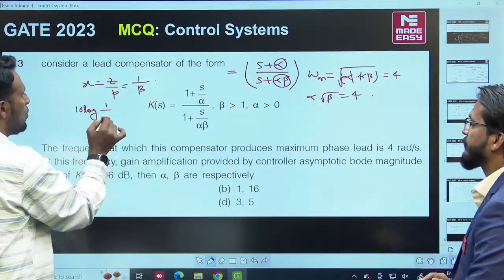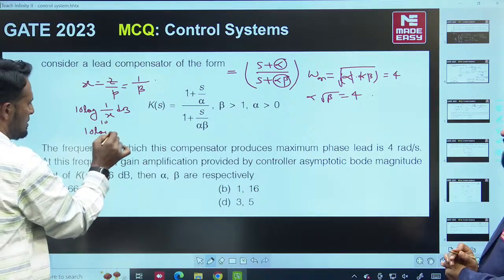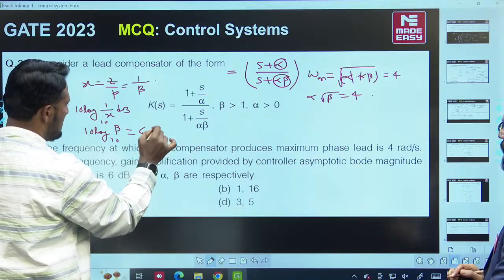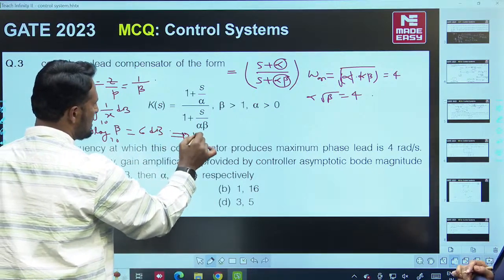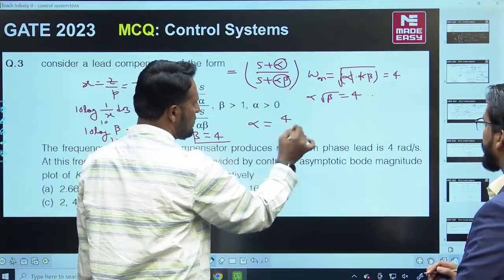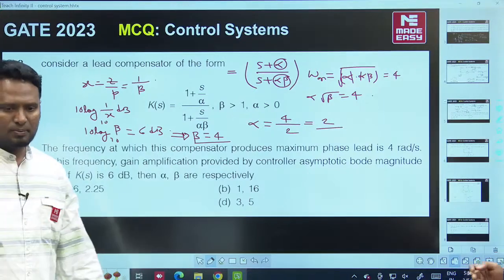The magnitude produced by the compensator at the frequency where phase is maximum is given by 10 log 1 by x to the base 10 decibel, which becomes 10 log beta to the base 10, and that becomes 6 dB. From this we can get the value of beta to be 4. Using that we get the value of alpha to be 4 by 2. Answer to the question is option C.